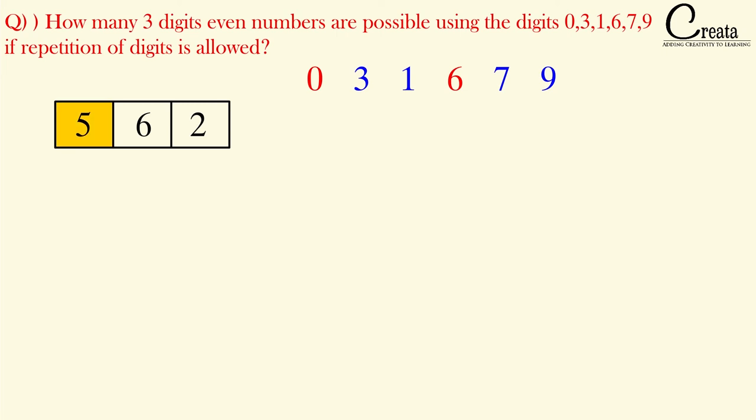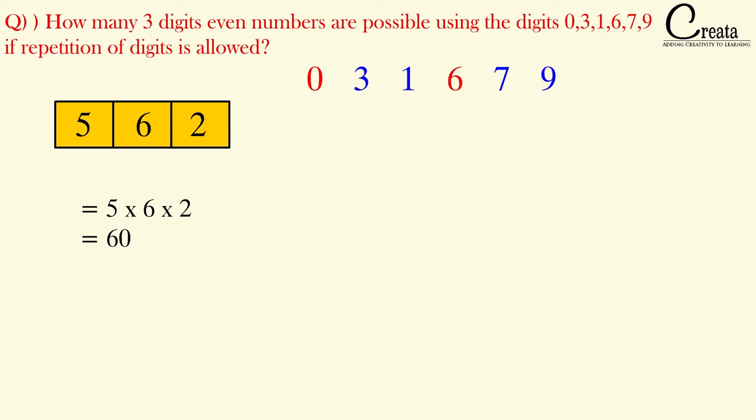In the first slot we can have 5 digits, in the second slot we can have 6 digits, in the last slot we can have 2 digits. So the number of 3 digit even numbers we can form will be equal to 5 into 6 into 2, that is 60 ways. That is the answer to the question.